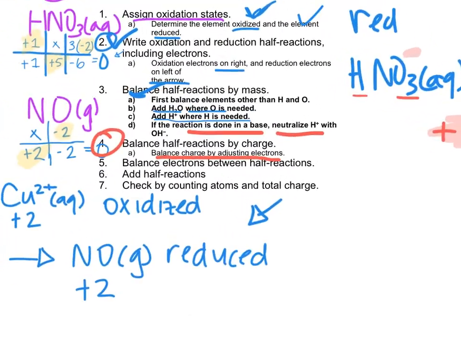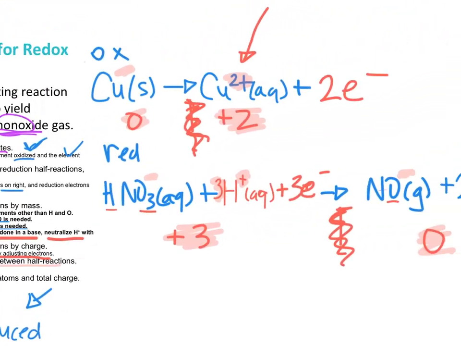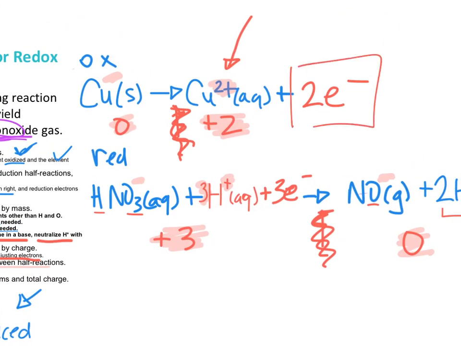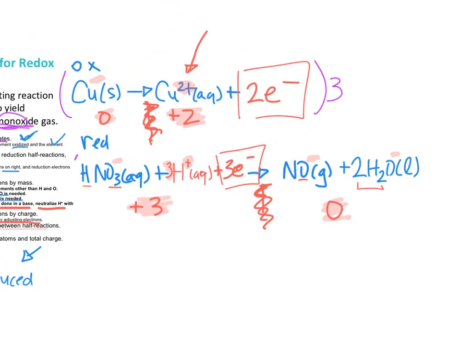Next, we are going to balance our electrons between the half reactions. So what does this mean? Notice that on one of these half reactions, we have 2 electrons. On the other, we have 3. So that is something we need to balance. Here's what we're going to do. We're going to multiply this entire half reaction by 3, because that's their next common factor. And we're going to multiply this one by 2.